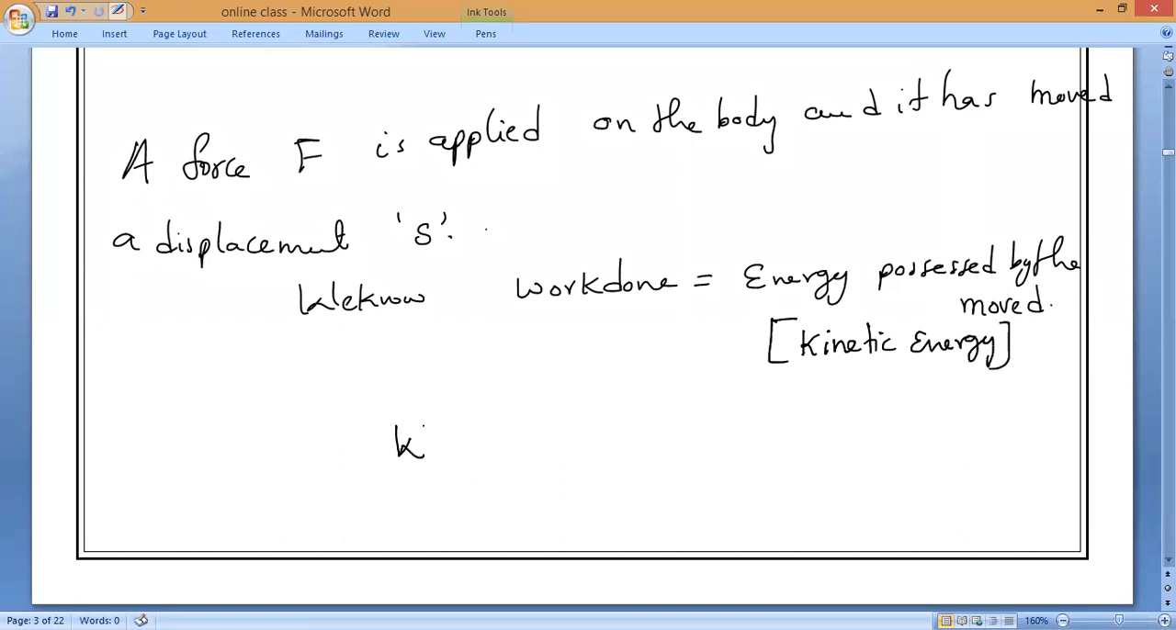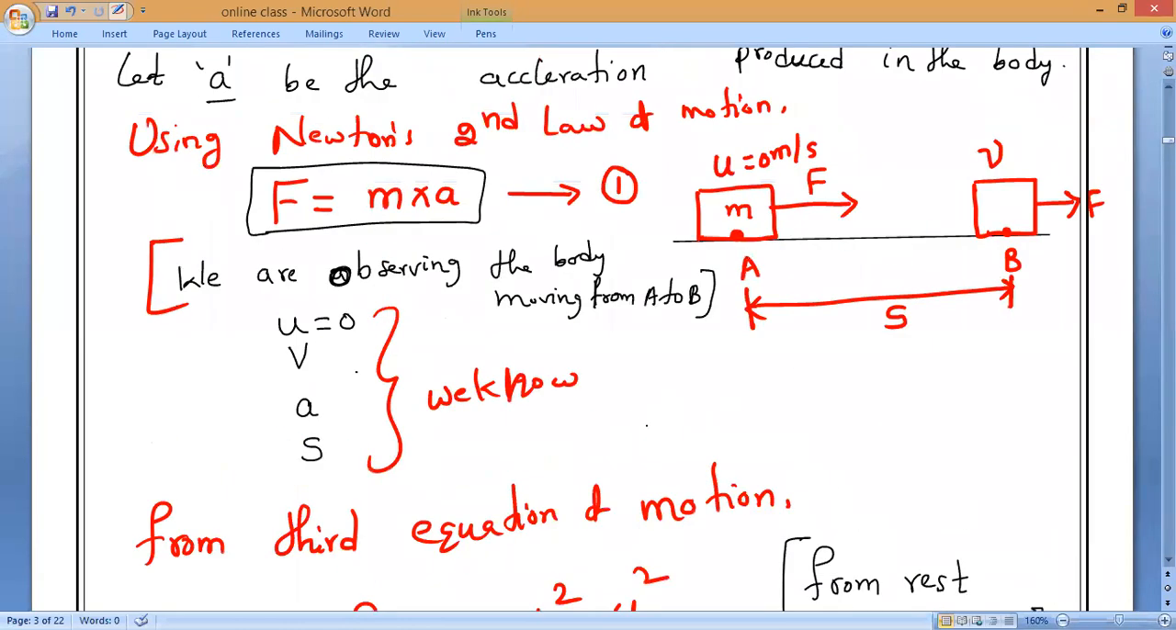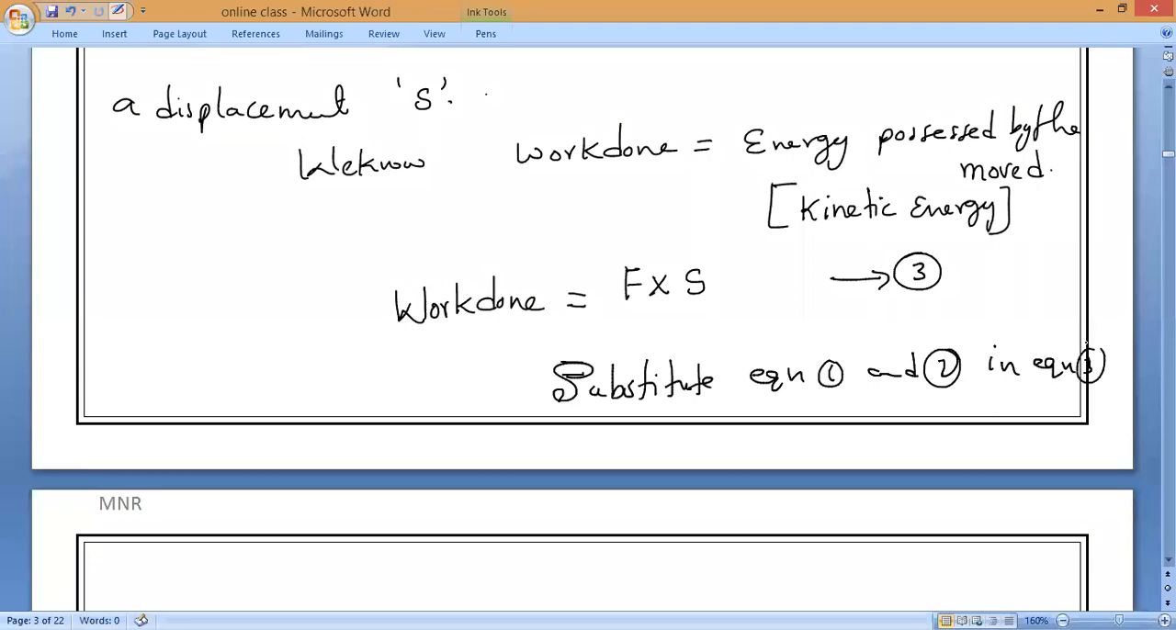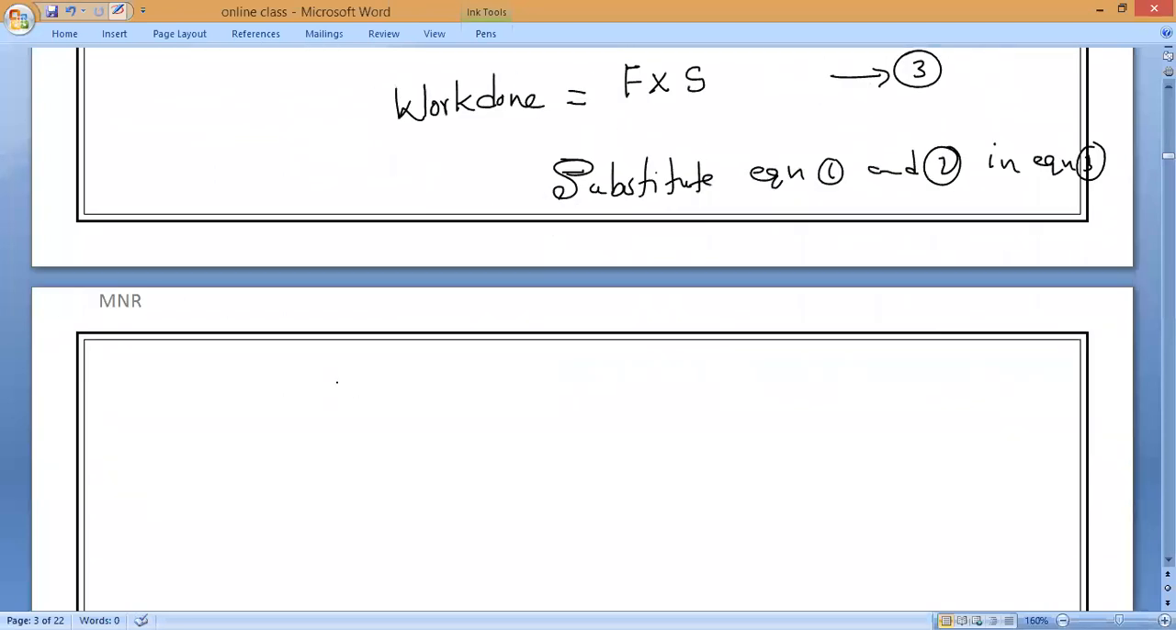So what is the work done formula? Work done is equal to force into displacement. Let me consider this as equation 3. Now substitute equations 1 and 2 in equation 3. What is equation 1? Work done is equal to energy, which is equal to kinetic energy. Is it right or wrong?